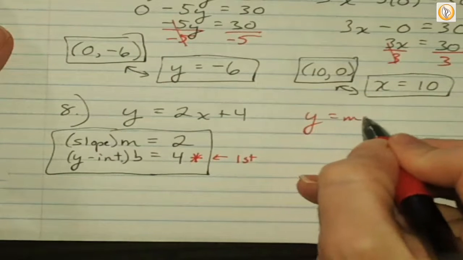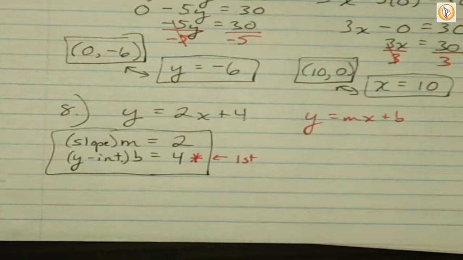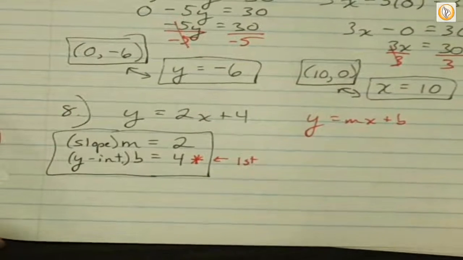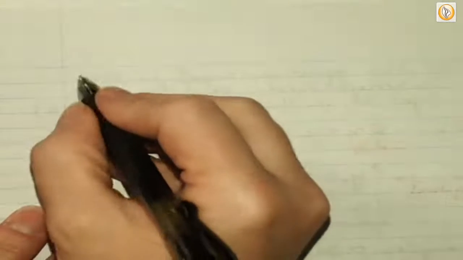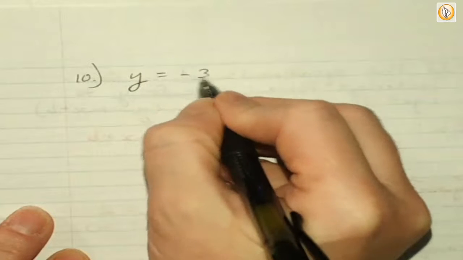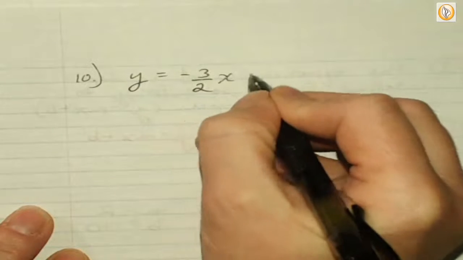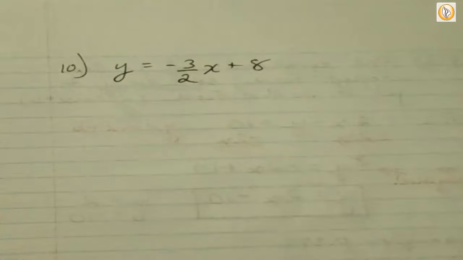And remember, this is the formula. Okay, very, very good. Any questions? All right, let's do another because I want to make sure you have a good understanding. Natalia, you can do number 10. Y equals negative 3 over 2x plus 8. Tell me what the slope is.